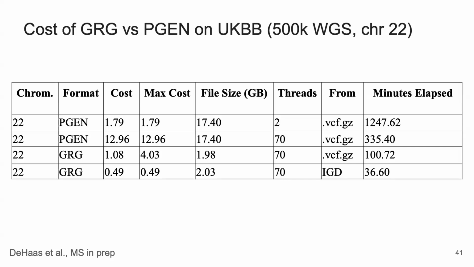And IGD is another format developed in my lab. And we can see that we're taking a lot less time. For chromosome 22, we take about an hour and a half, whereas using PGEN, it would take at least 3 times more than that. And if we use the IGD format instead of gzip VCF, it is less than an hour.